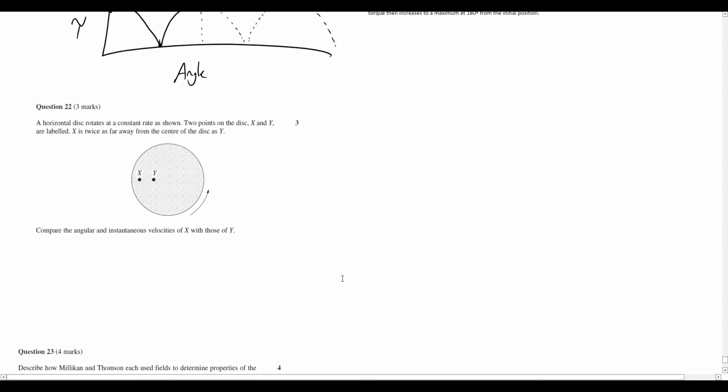Okay, now on to question 22. A horizontal disk rotates at a constant rate as shown. 2 points on the disk, X and Y, are labeled. X is twice as far away from the center of the disk as Y. So it asks us then to compare the angular and instantaneous velocities of X with those of Y. So anytime I see a question that asks us to compare something, I know that I can probably simplify things by just making up a table here.